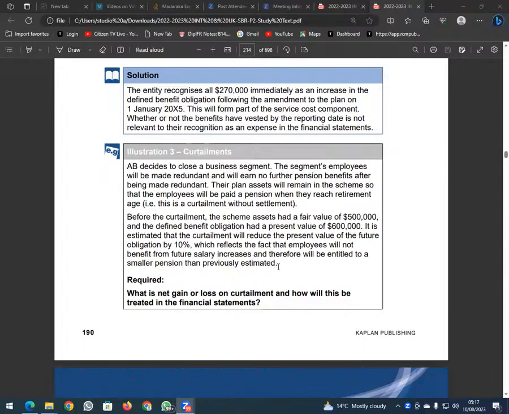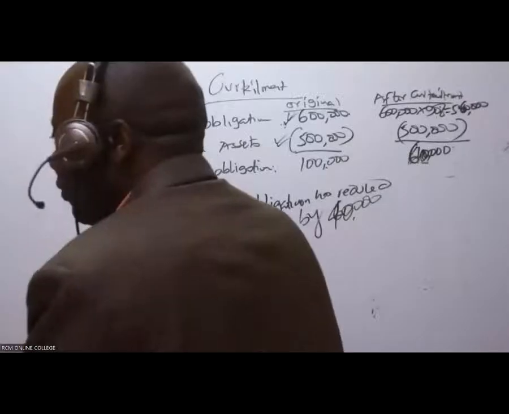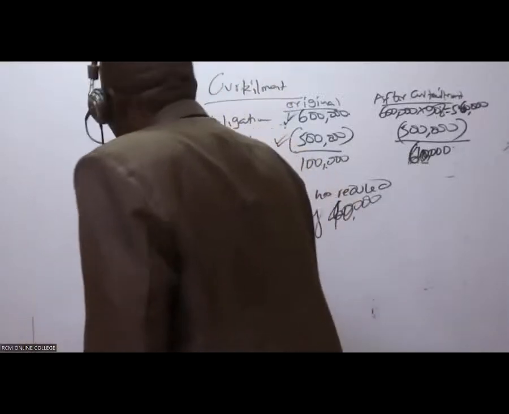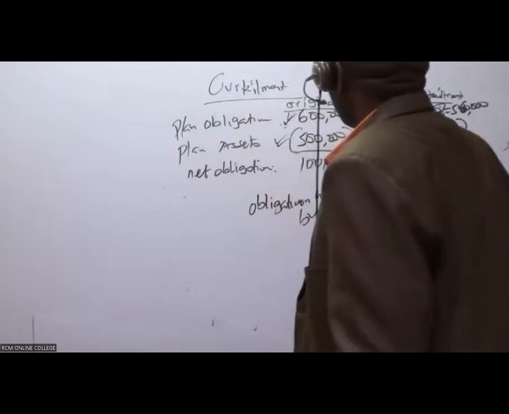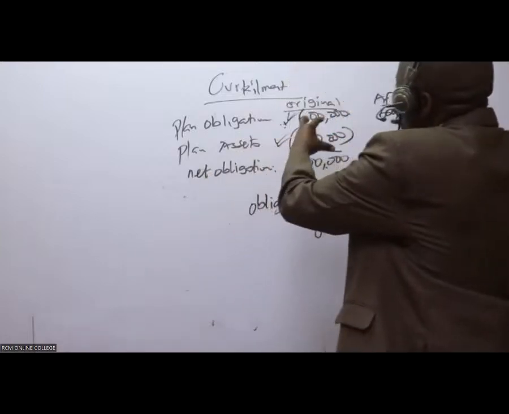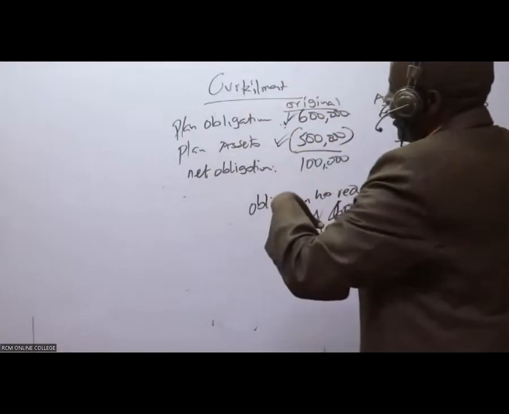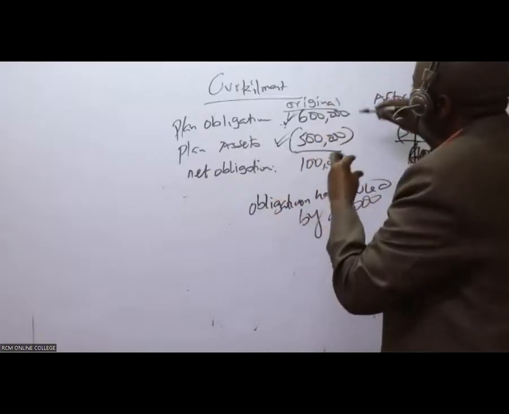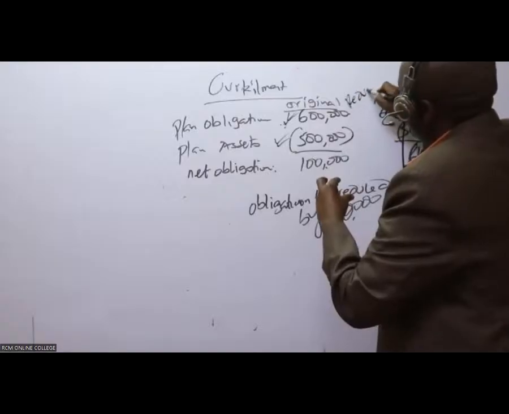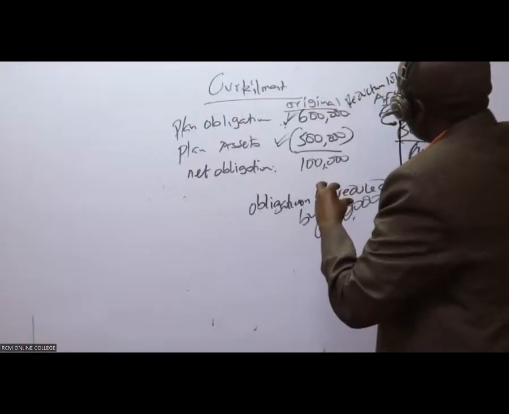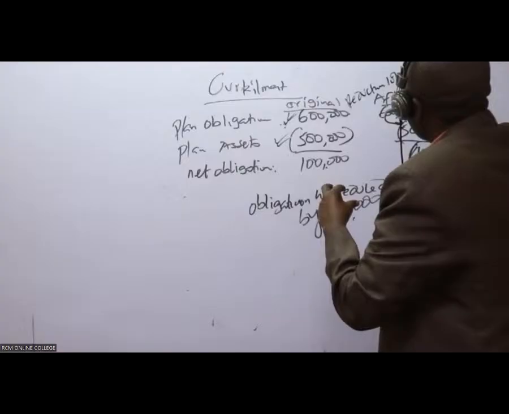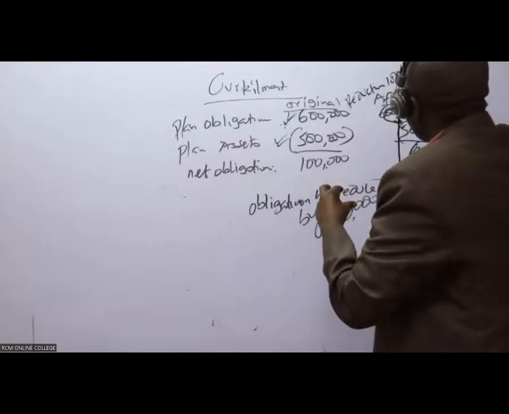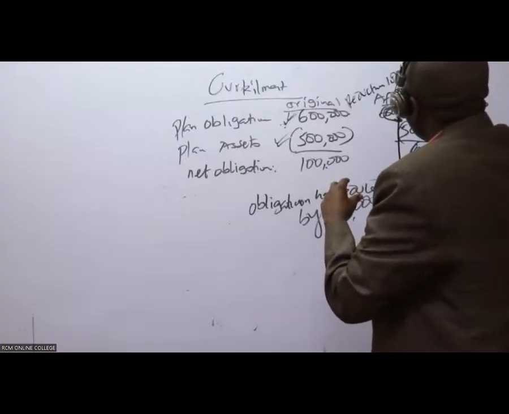So, ladies and gentlemen, let's be very, very keen with this. Simple mathematics. In this case here, the obligation is reducing by 10%. So 10% of 600,000 in this case here is 60,000.